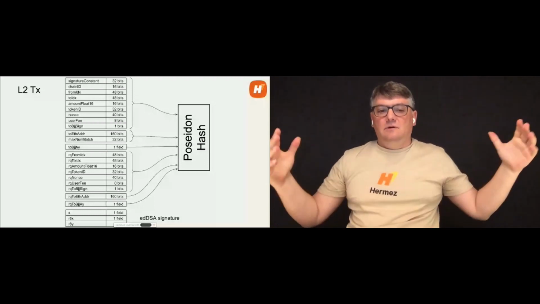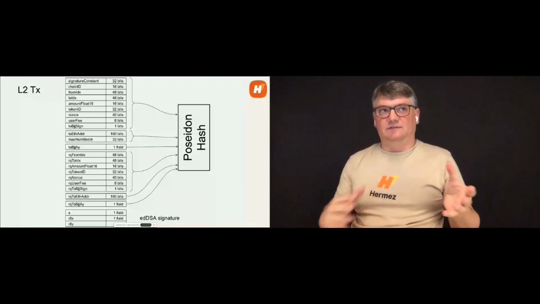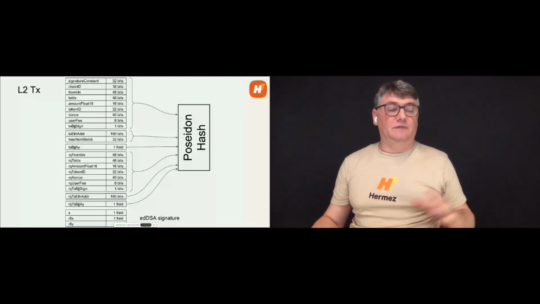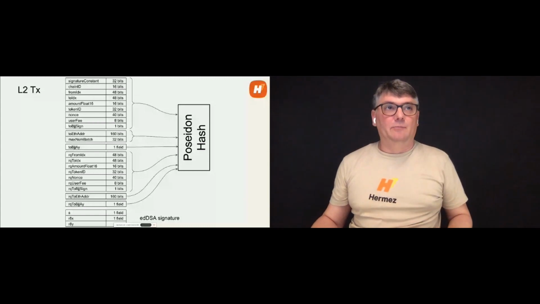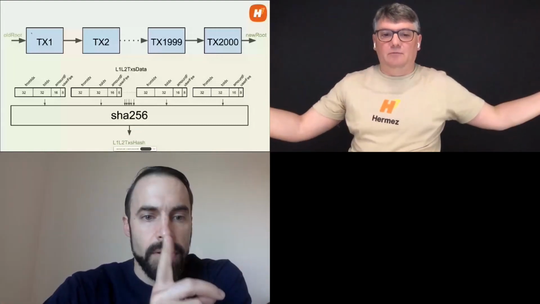And what does the circuit do? Well, mainly, we start with a node, with a root. We process a transaction, we get a new root, we process another transaction, we get another root, and we process 2,000 transactions, and then we have the last root. So this is mainly what we are doing.